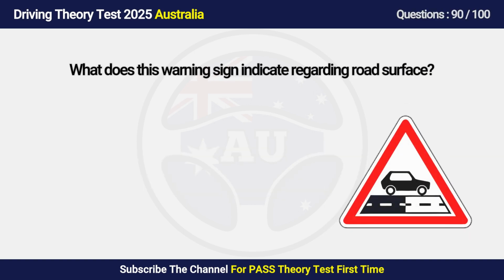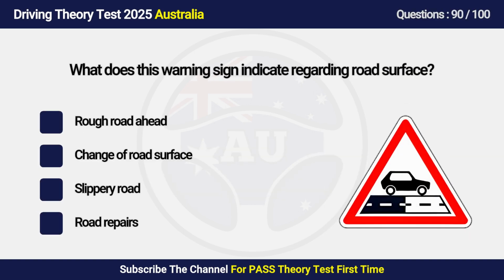Question 90. What does this warning sign indicate regarding road surface? A. Rough road ahead. B. Change of road surface. C. Slippery road. D. Road repairs.